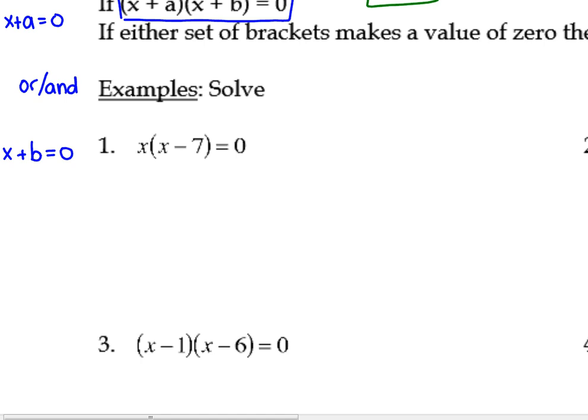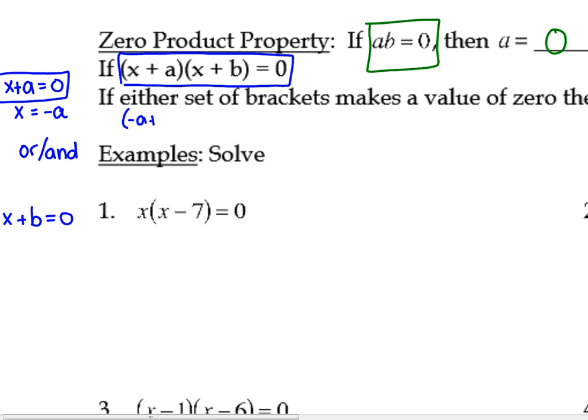So if x plus a equals 0, what could you say x is equal to? If x plus a equals 0, that means x is equal to what? If I want to isolate x in this, how would I isolate x? Subtract a. And 0 minus a is just negative a. Would you agree with that? So if x was equal to negative a, would that make 0? Would you agree that negative a plus a gives you 0? Yeah, that would be a 0.